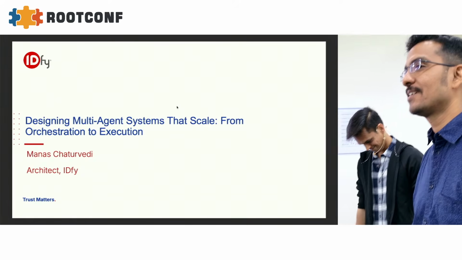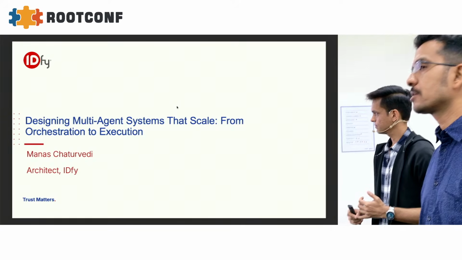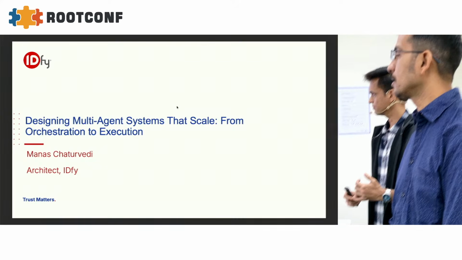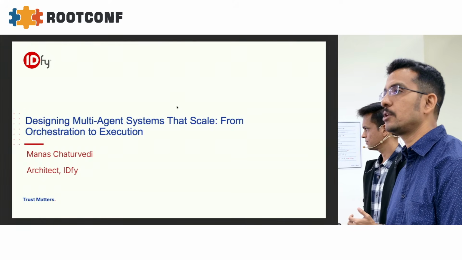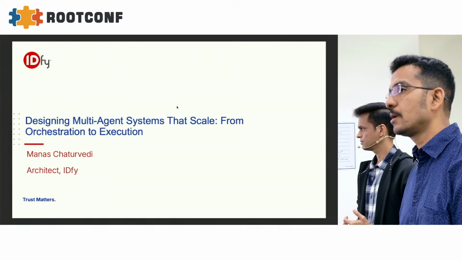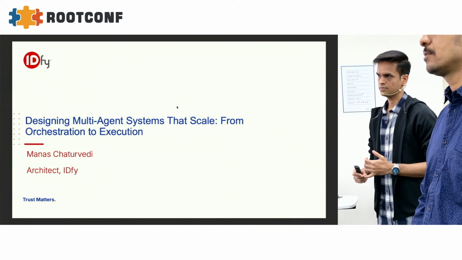So yeah, thank you. Now we have a second talk from Manas. He is an architect at IDfy, and this is going to be on designing multi-agent systems, where he's going to cover agentic systems, how the reliability, failure, and all the new agentic issues are being handled. He's going to do the orchestration also. Thank you.